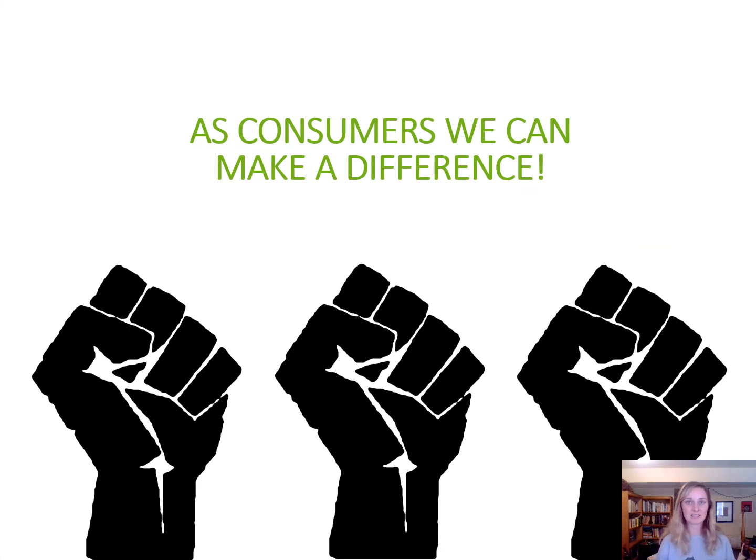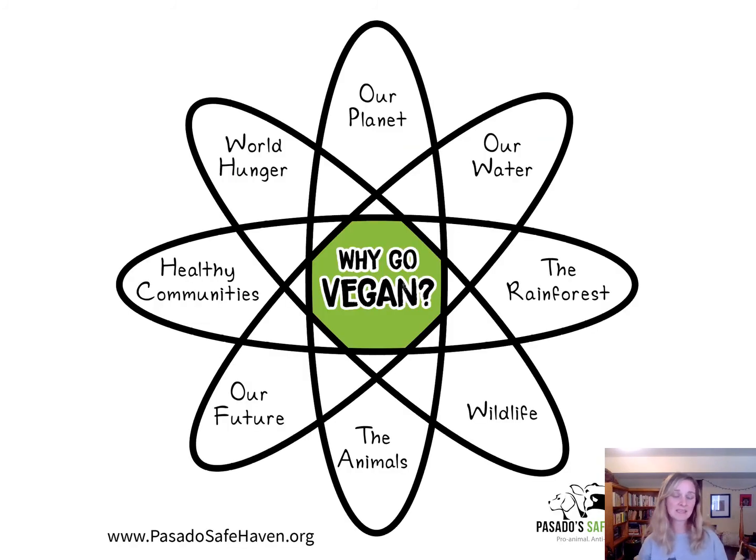So after learning all of these facts, after hearing these stories, you probably feel really overwhelmed. And that is absolutely natural. That is absolutely normal. When we hear about hard and terrible things that are happening around the world, it's really normal to feel helpless, like you can't do anything about it. But the good news is, as consumers, we really can make a difference. There is so much power in our choices. By making the choice to go vegan, you are impacting not only animals, but all different systems and the world around us. It just takes a few small steps.